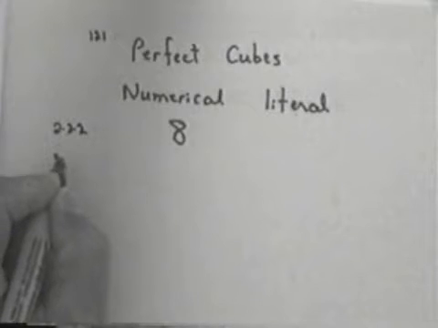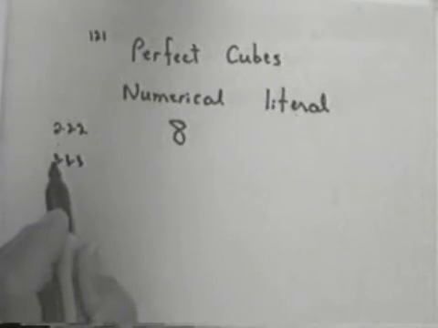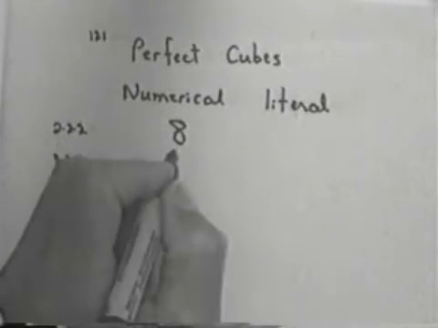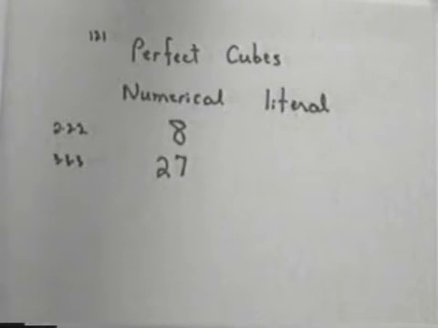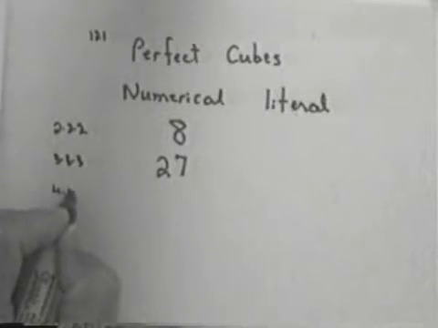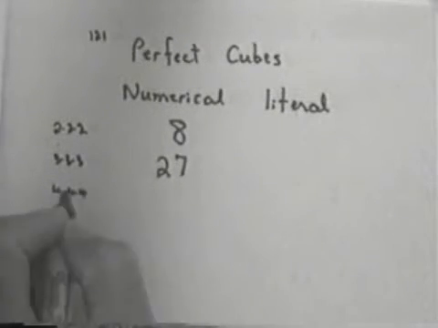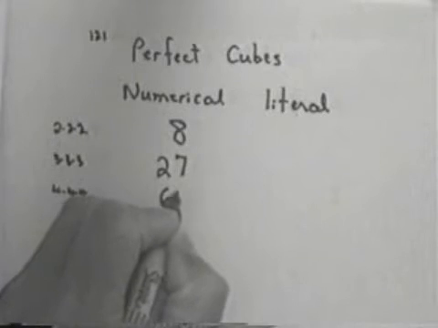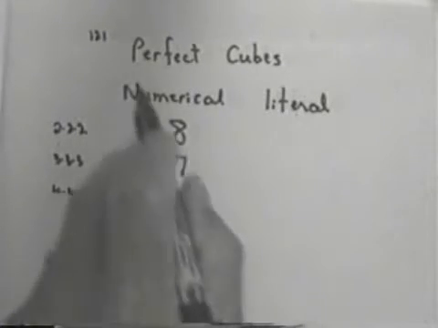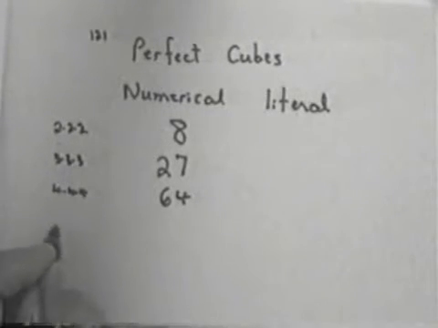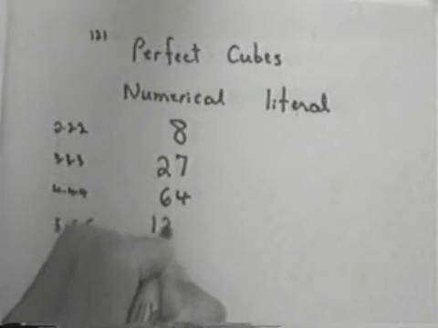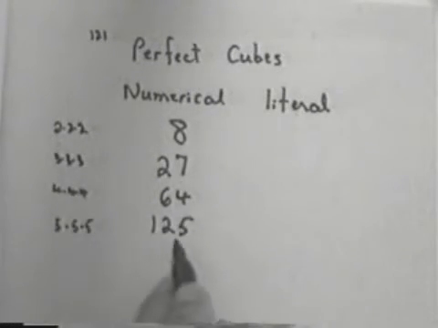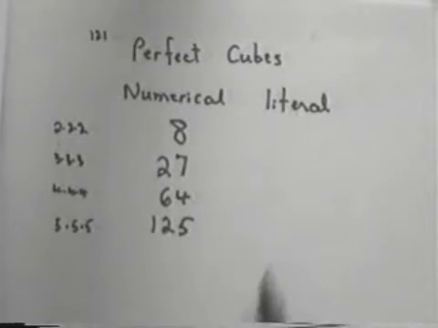Then I do 3 times 3 times 3. 3 times 3 is 9. 9 times 3 is 27. So 27 is a numerical cube. I do 4 times 4 times 4, which is 64. 64 is a numerical cube. I do 5 times 5 times 5 to get 125. 125 is a numerical cube.